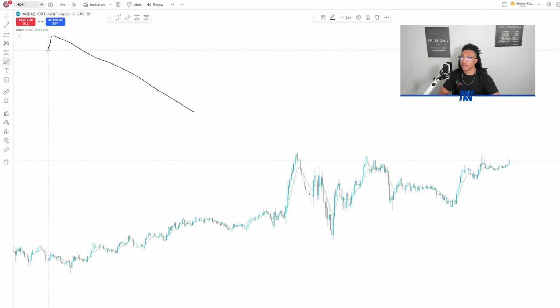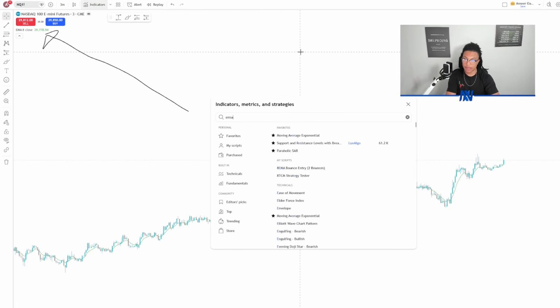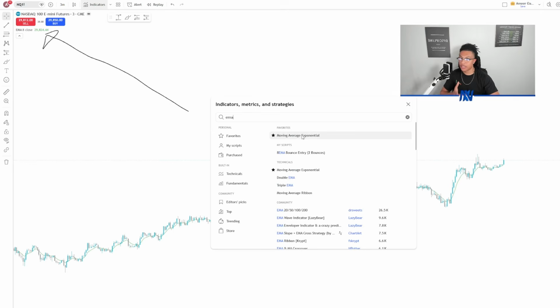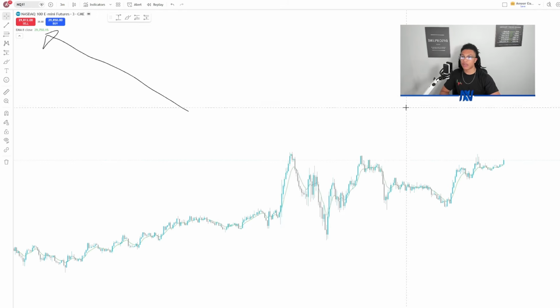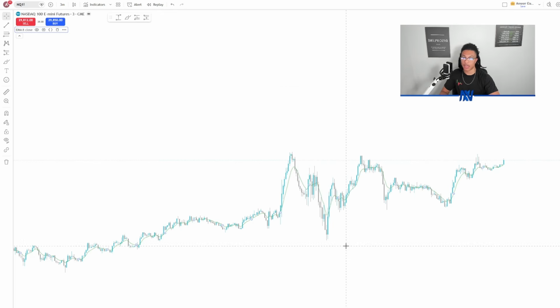So if you look in this top left corner right here, you can see that I have an 8 EMA. All that is, is an exponential moving average. You go to indicators, type in EMA, and then click on moving average exponential. If you're on TradingView or anything that's related to EMA, exponential moving average, you'll click on that. And then once it's set, usually it'll be automatically set to 9. What you'll have to do is just click on it, set the length to 8 instead of 9, the source to close, offset to 0, and then click OK. Boom. That's all that you need for the indicators.